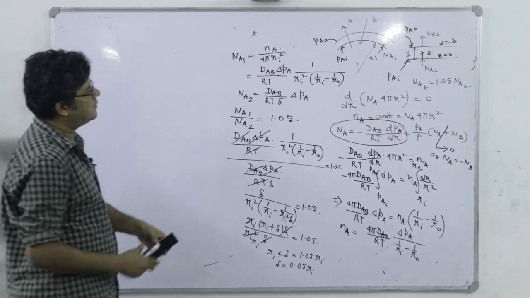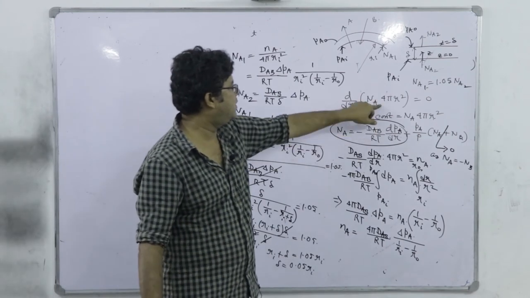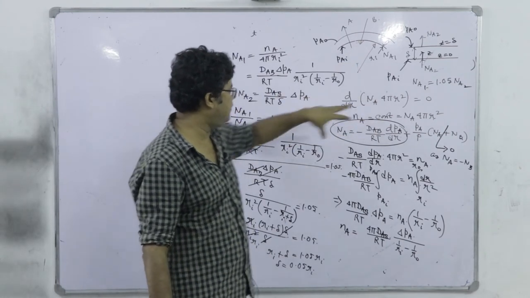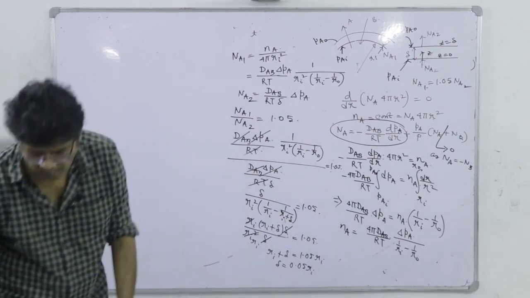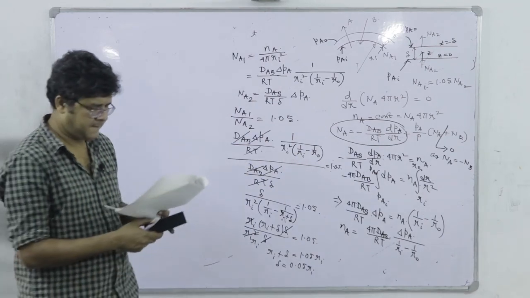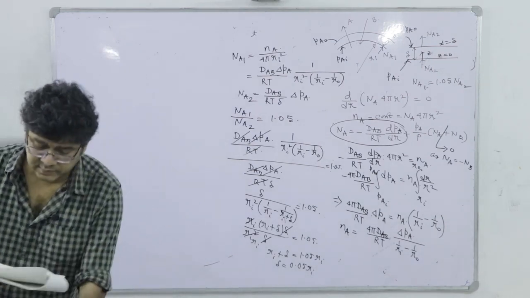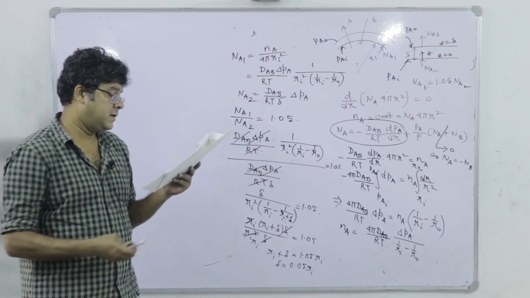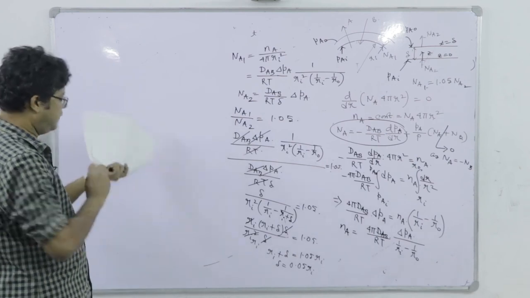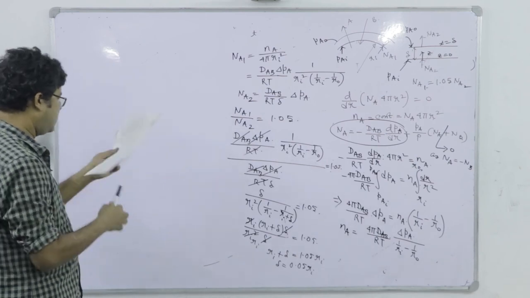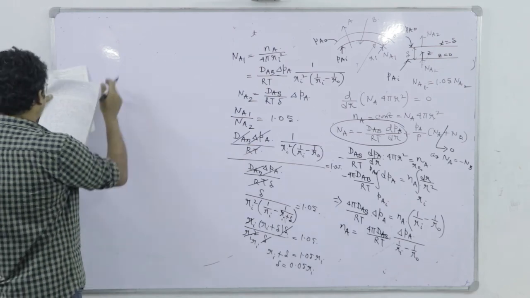So again, we have started with the first principle, this and this, nothing else, and from there we have solved the problem. See another problem, it's also very conceptual. The individual mass transfer coefficient. What is the problem statement?